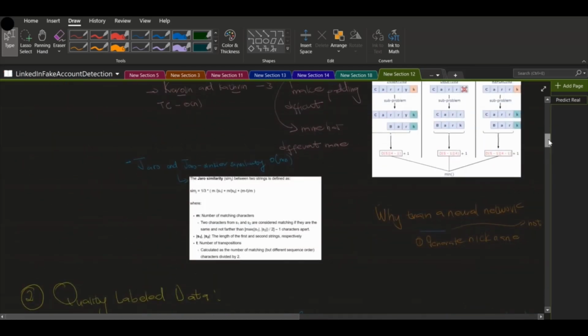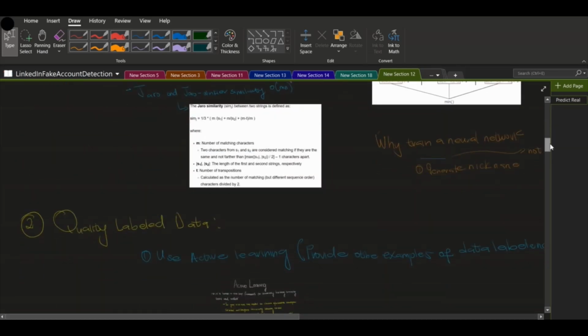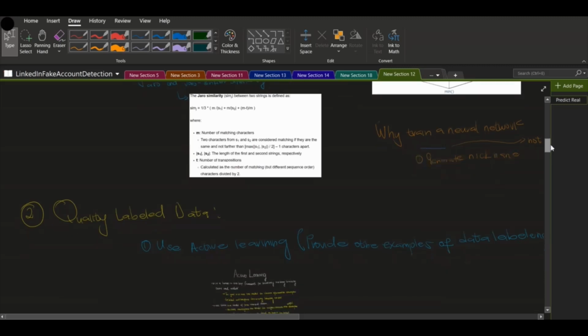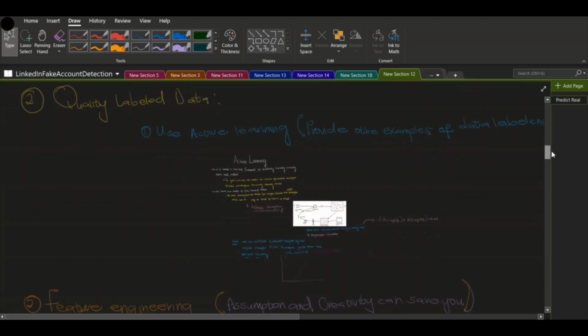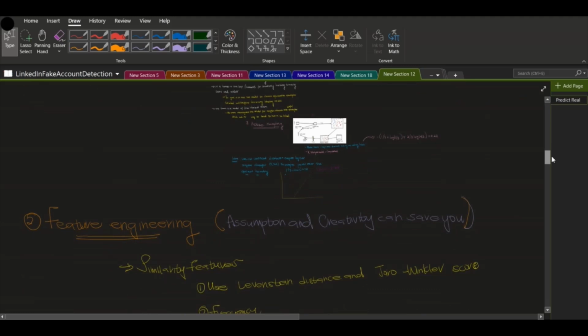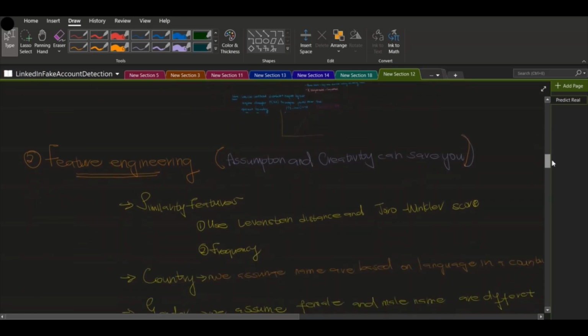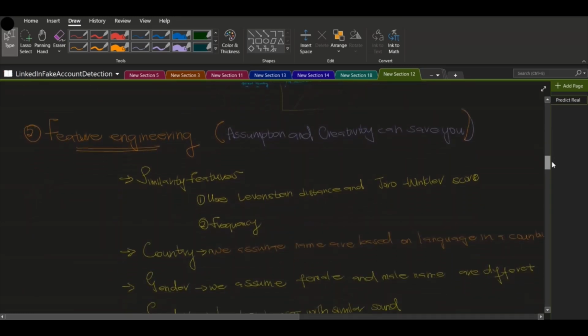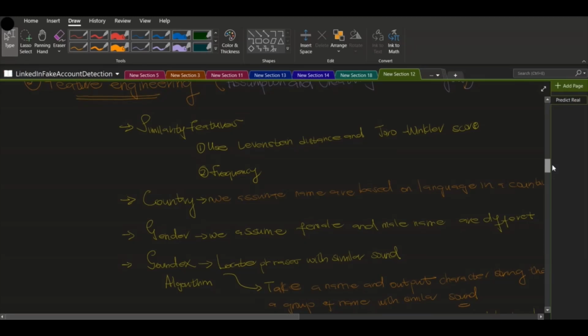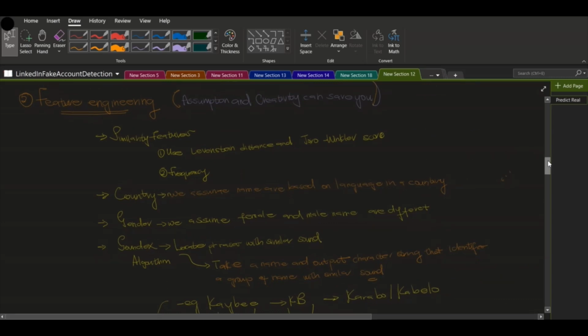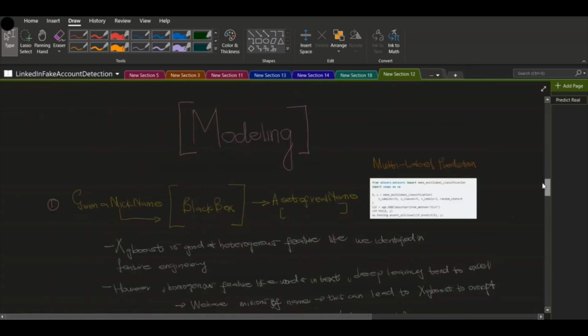We're going to look at how we can go about labeling this data. We're going to look at some of the techniques in the industry that are being used today. We're going to create features based on certain assumptions. These features are going to help us to map these real names to nicknames. We're going to get into modeling.